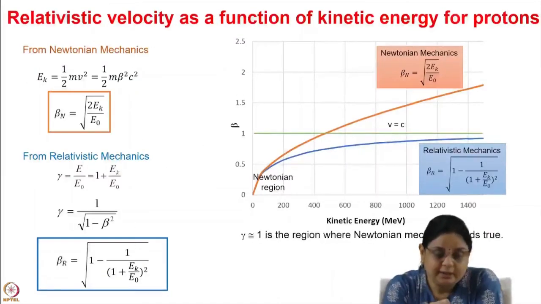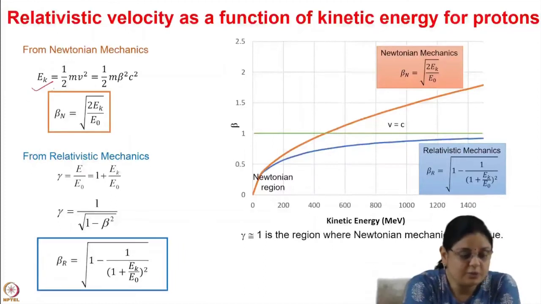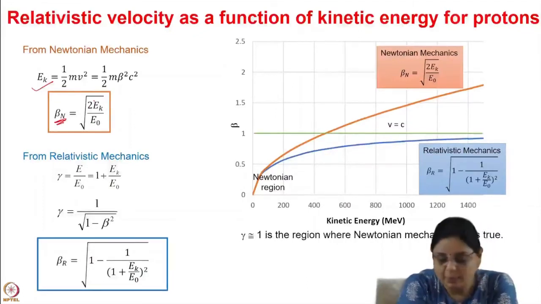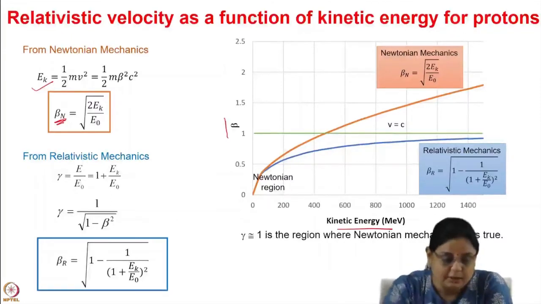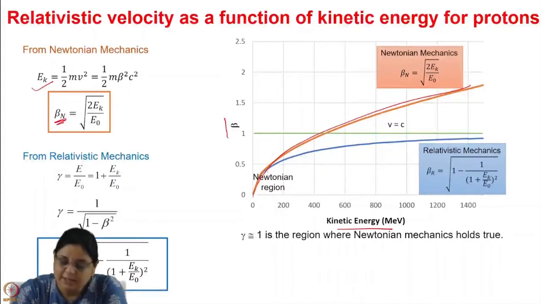Let's compare the various regions where Newtonian mechanics and relativistic mechanics apply. You're familiar with this formula from Newtonian mechanics: kinetic energy is simply half mv². You can write v as beta c, so half m beta² c². So beta from Newtonian mechanics comes out to be, in terms of kinetic energy, the square root of 2Ek/E0. Now if I plot this, here is the kinetic energy with beta for Newtonian mechanics. I get this graph, and this is the line for v = c. You know that no particle can move with a velocity greater than the velocity of light, so this is violating that law.